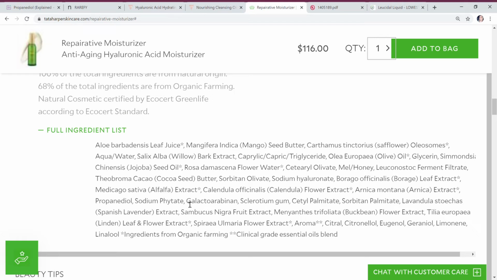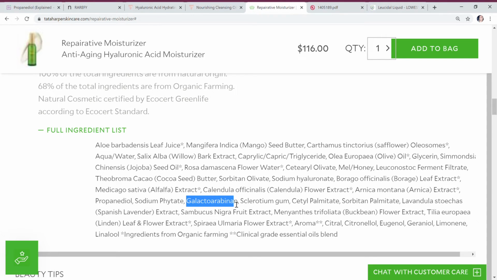And I know with a lot of the Tata Harper products that she comes at it from a few different angles with her preservation system. So the leuconostoc ferment filtrate is not the only thing that's preserving this product. It's the main preserver, but willow bark extract actually helps with that because it contains salicylic acid, and then the sodium phytate here. So these things work together in order to keep the product stable and well preserved and safe.